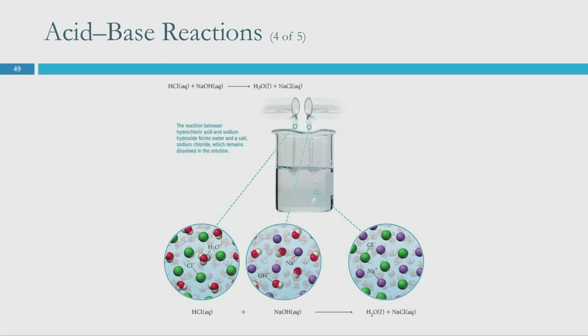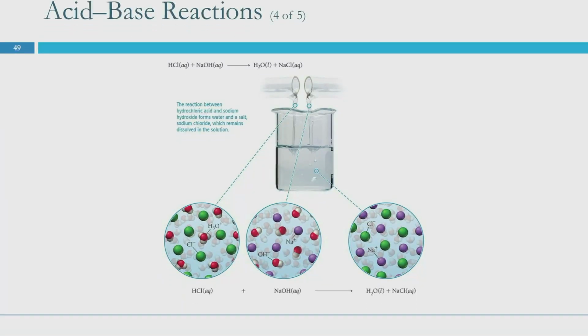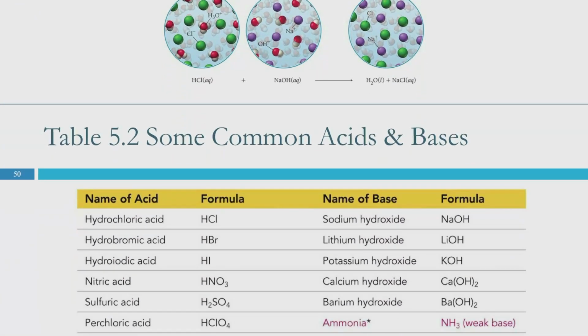Lots of acid and base reactions are not particularly exciting. For example, this is HCl, hydrochloric acid, plus NaOH, sodium hydroxide. They're both clear solutions. You mix them together and they produce water, which is also a clear solution, and sodium chloride, which if you've made a salt wash gargle or something like that, you would know is also a clear solution. So we're mixing clear solutions to produce clear solutions. It's not particularly exciting, but that's what's going on.